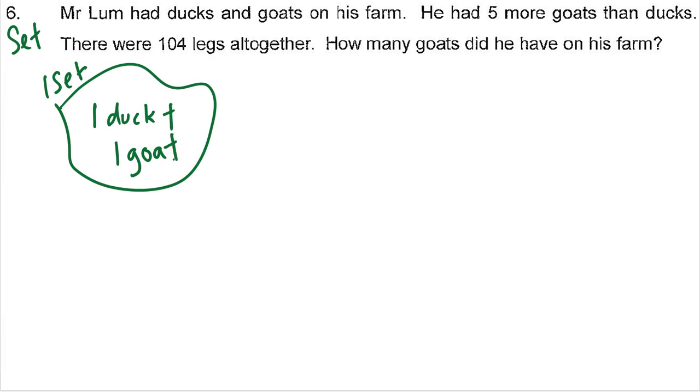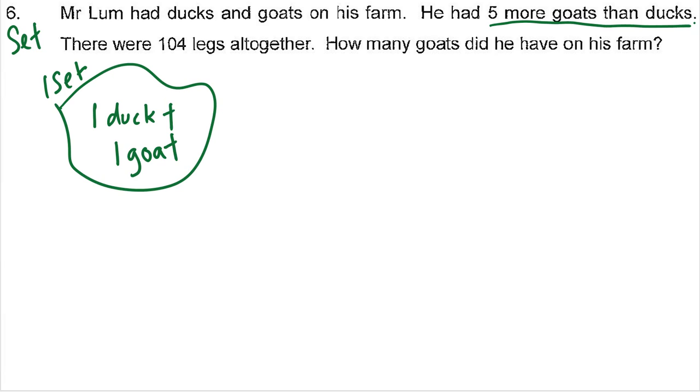Okay, that is one set. So we are interested to find out how many sets there are altogether, right? Now, but the issue is this. You have 5 more goats than ducks, meaning to say that these 5 extra goats cannot be put into a set because there are just 5 extra goats more than the ducks. So they don't belong to any sets. So it will be good for us to take off these 5 goats first.